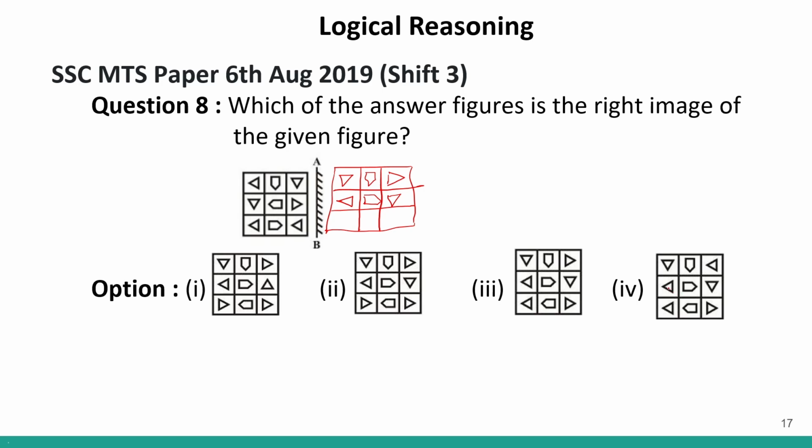Correct? Now let us come to row number 3. So if I look at row number 3, this will be like this. This will be opposite.